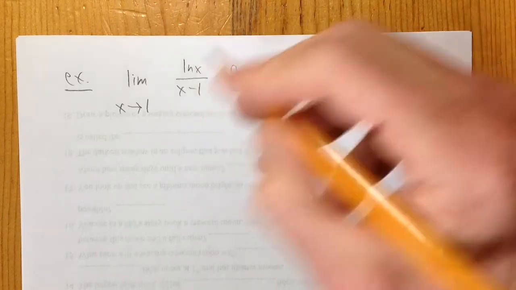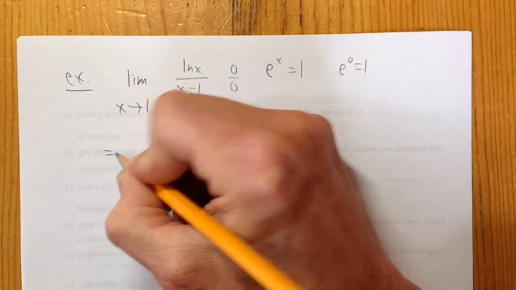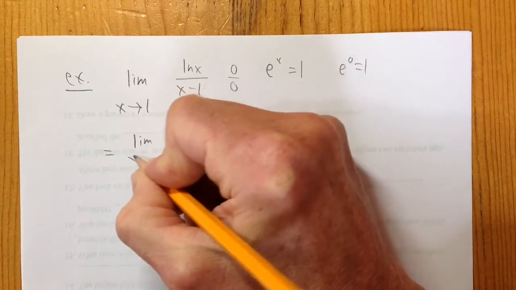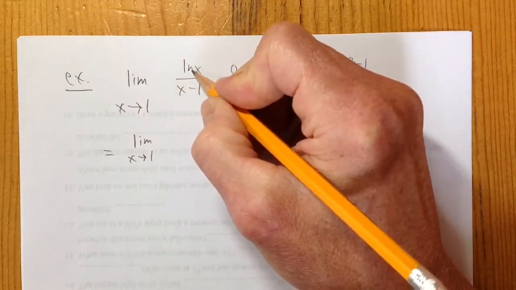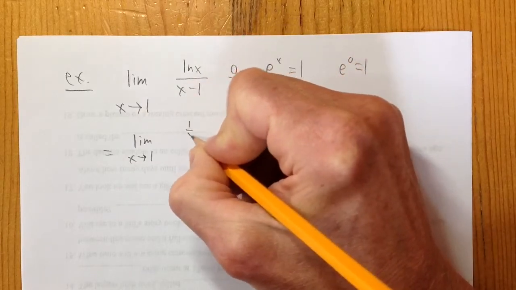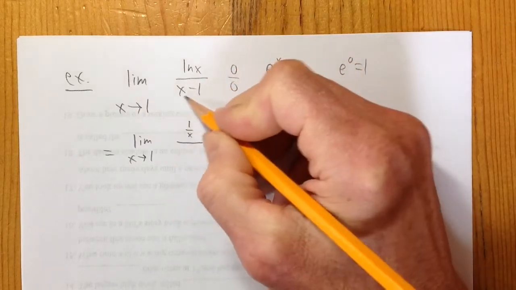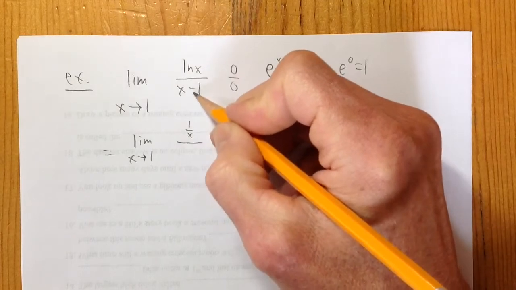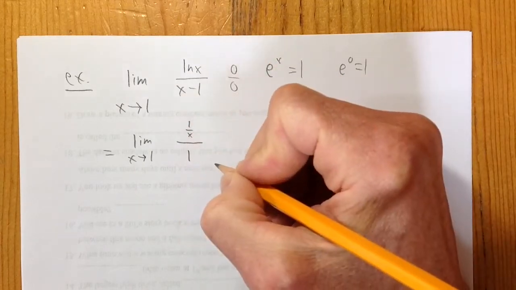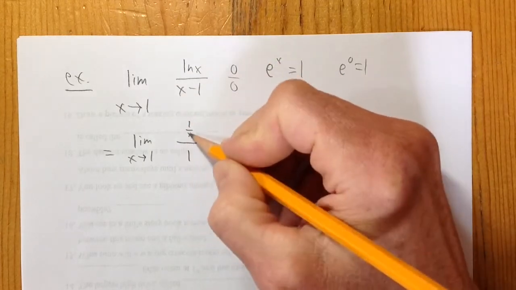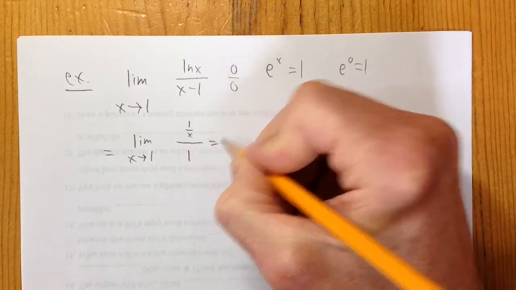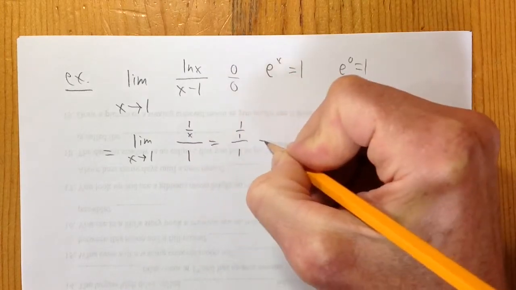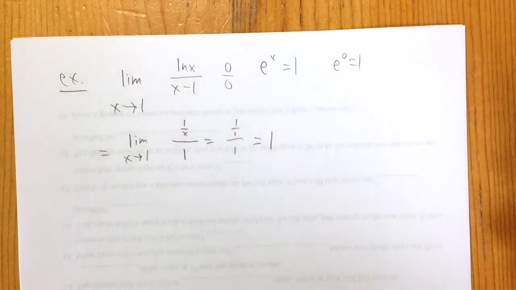It's real easy derivatives, right? So this is the same thing as the limit as x approaches 1 of the derivative of ln of x, which is just 1 over x. So we have 1 over x on top divided by the derivative of x minus 1. Well, the derivative of minus 1 is 0, so that's just 1. Now let's plug in 1 here. That's just 1 over 1 divided by 1, which is clearly 1. So the answer is 1.